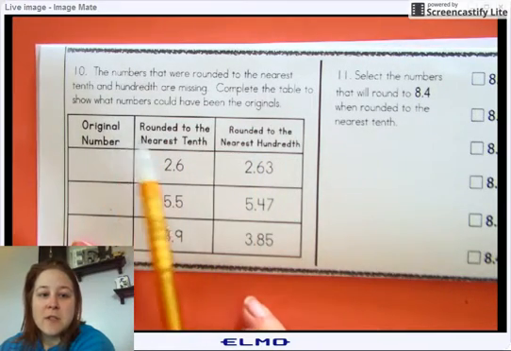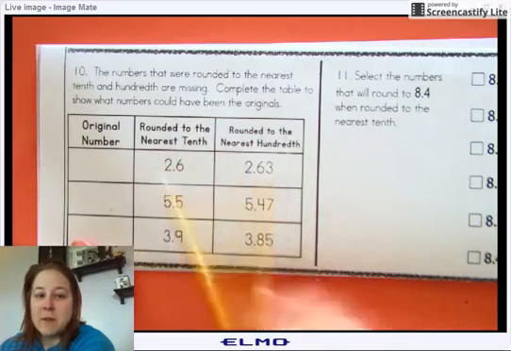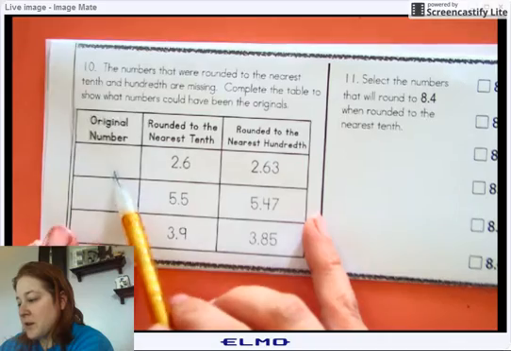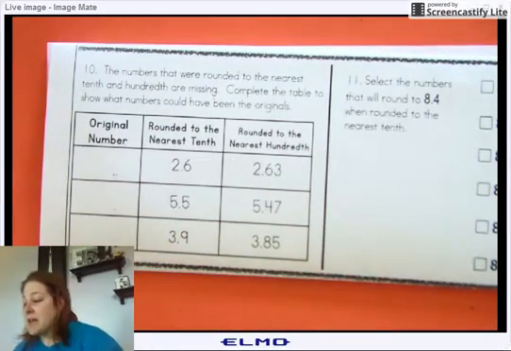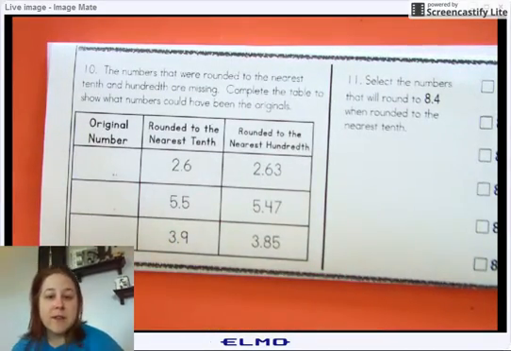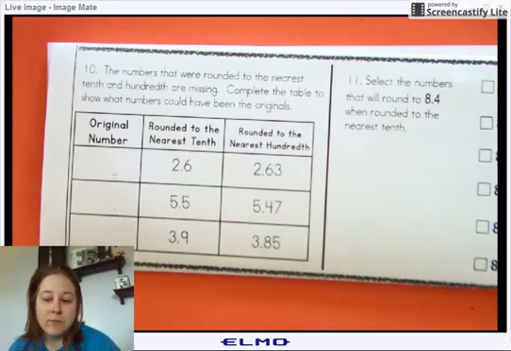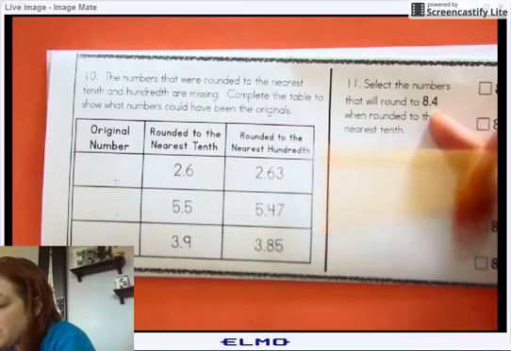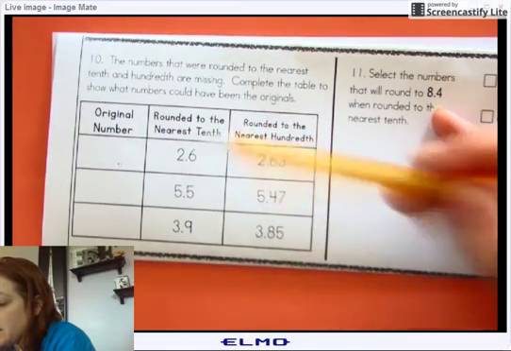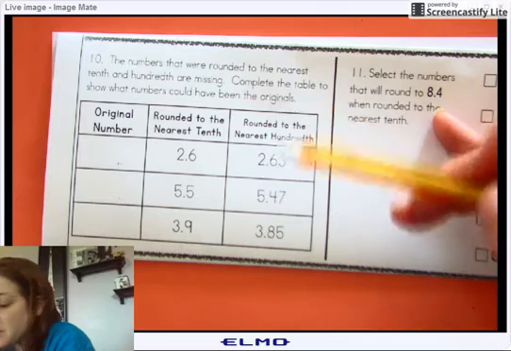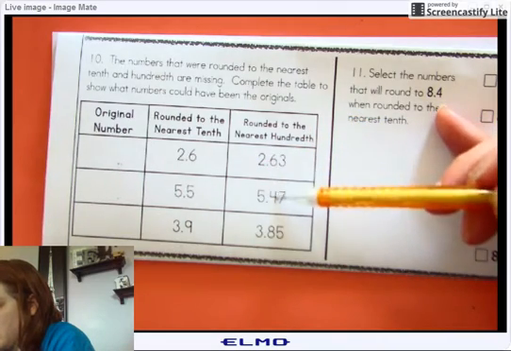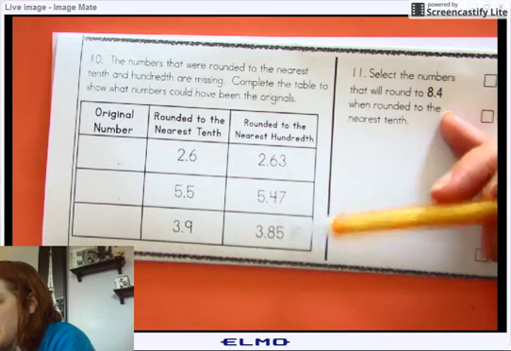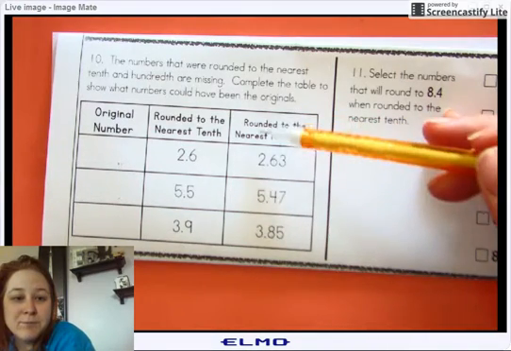Complete the table that shows the numbers that should have been the originals. So here's our tenths, and here's our hundredths. I have to find the original number that I could have rounded. So take a moment and try to figure those out. I think the key here is to look at this column right here. You already know the whole number. It's given in every single spot. You already know the tenth. It's given on this spot. And here, it's this number here that could be determined.